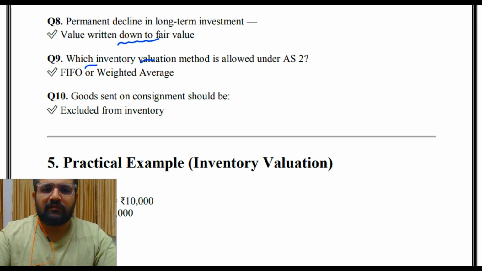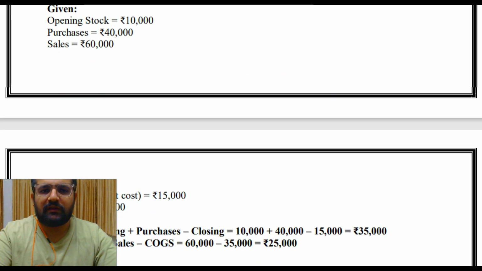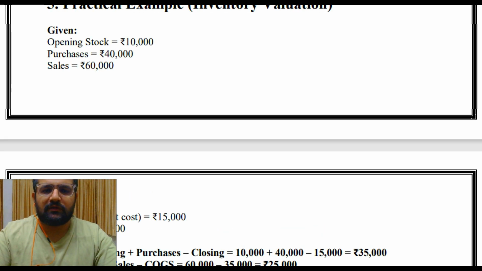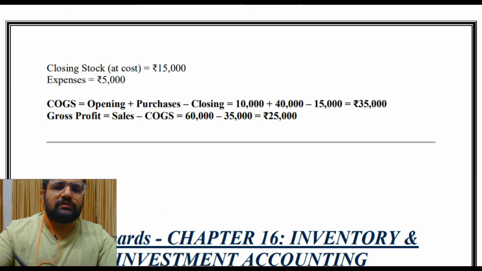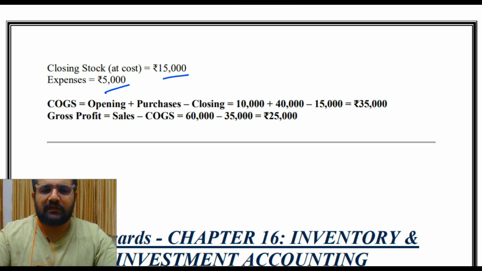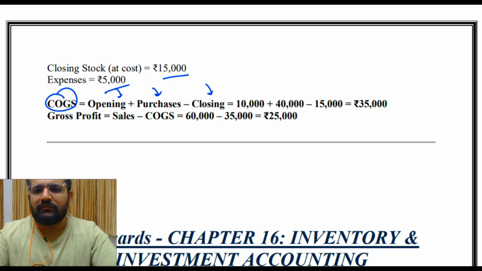Which inventory valuation method is allowed under Accounting Standard 2? So FIFO, that is first in first out, or weighted average. Goods sent on consignment should be excluded from inventory. Then one example, inventory valuation: opening stock is 10,000, purchases 40,000, sales 60,000. Closing stock at cost 15,000, expenses 5,000. So cost of goods sold is opening plus purchases minus closing. So we saw above 10, 40 and closing is 15.